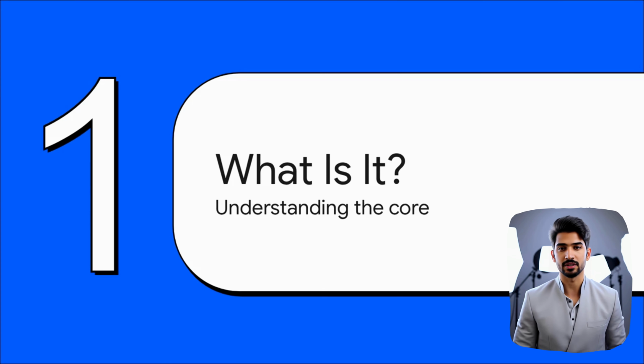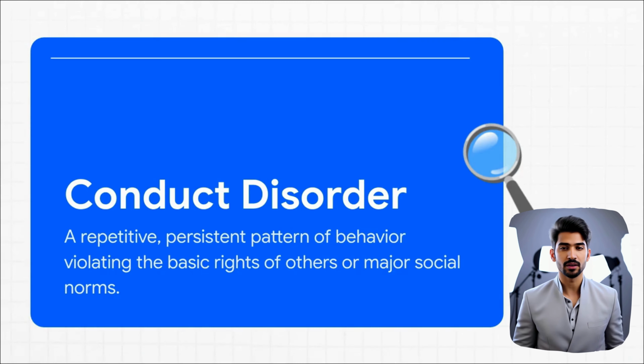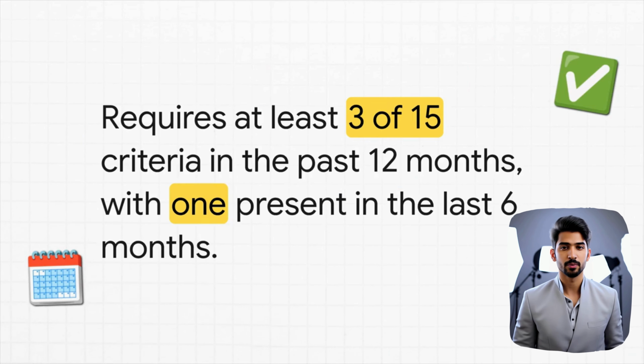All right, first things first. What exactly are we talking about when we say conduct disorder? Let's get a clear definition. Okay, so here's the core of it, straight from the diagnostic manual. Now, the 2 words you really want to hang on to here are repetitive and persistent. This is not about a one-time mistake or a brief rebellious phase. We're talking about a consistent, ongoing pattern of behavior that seriously infringes on other people's rights or breaks major social rules.